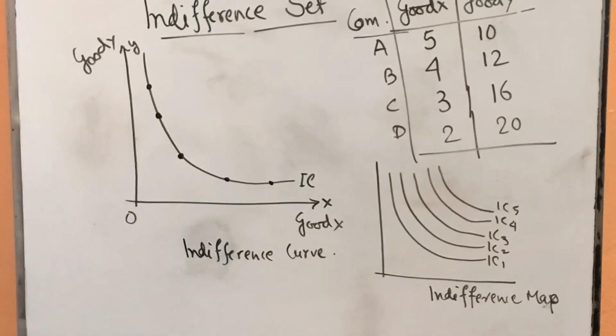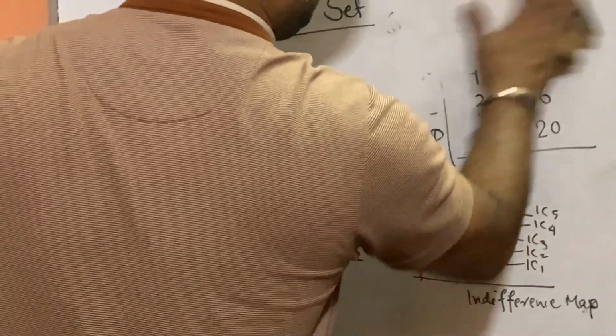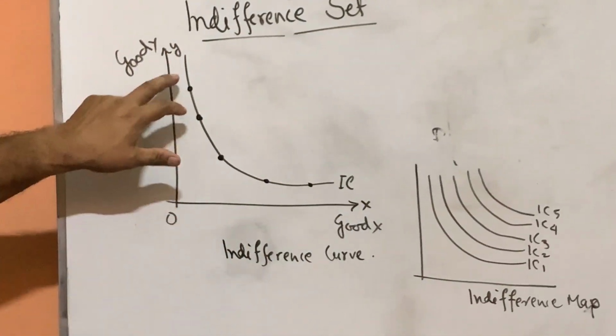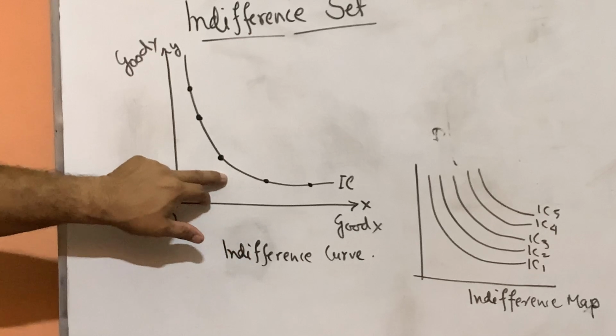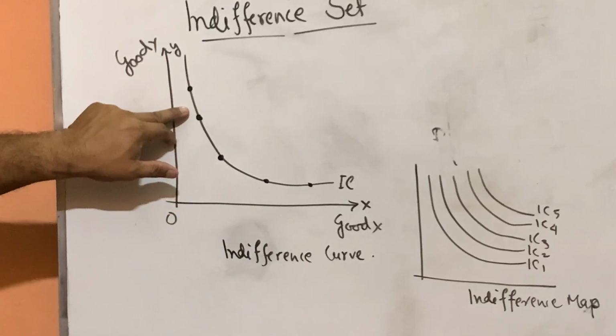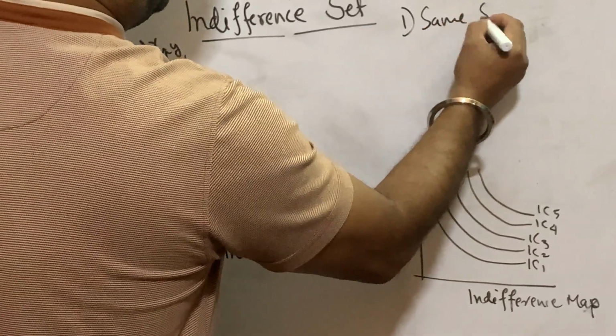Now, the properties of indifference curves. What are the properties of indifference curves? The first property is that each and every point of an indifference curve shows an equal level of satisfaction. Wherever the consumer lies, he will get the same level of satisfaction. This is our first property: same satisfaction.